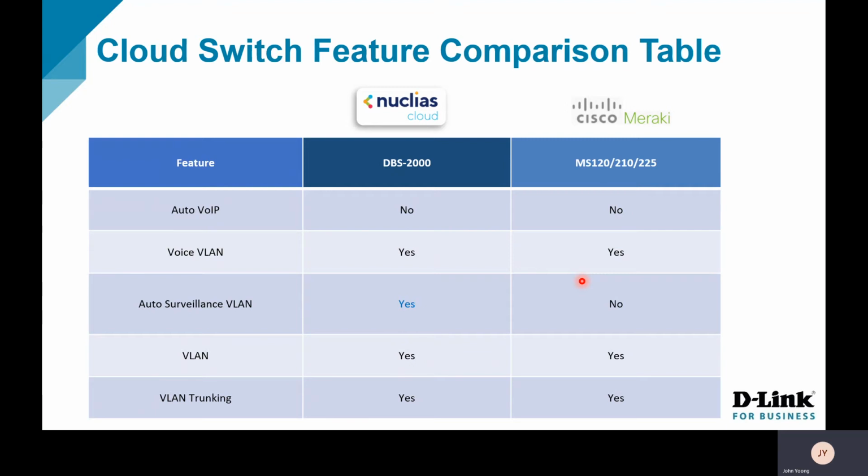Then for the VLANs, we support voice VLANs and normal trunking, all we do. But we also have one of the functions called the auto surveillance VLAN. What is that? Once you enable that function, all your IP cameras running on ONVIF will be automatically added to this VLAN, under the highest QoS priority. So the rest of the traffic, like your P2P downloading, those kinds of things, will not impact your surveillance traffic at all.